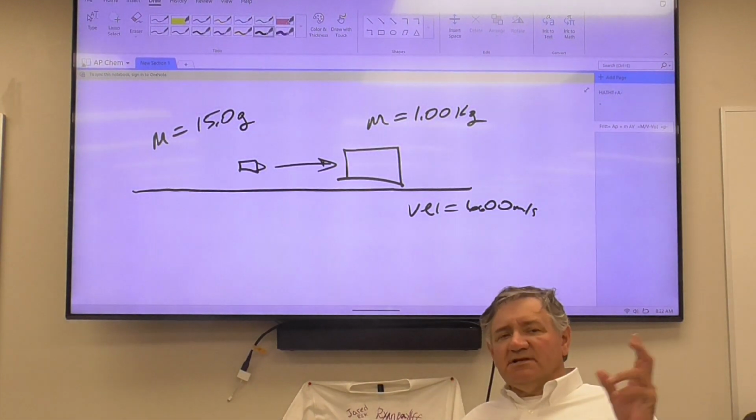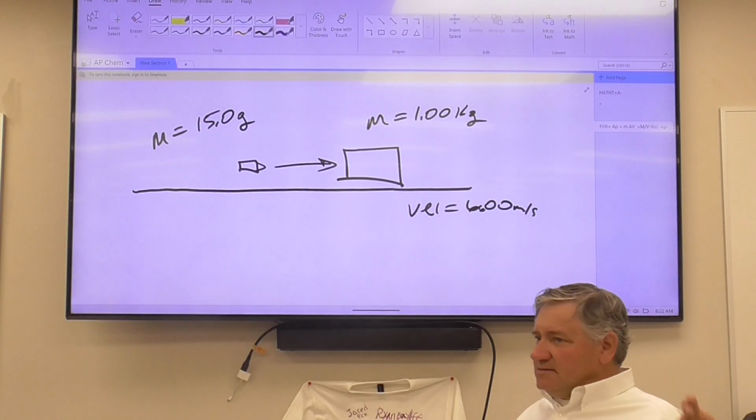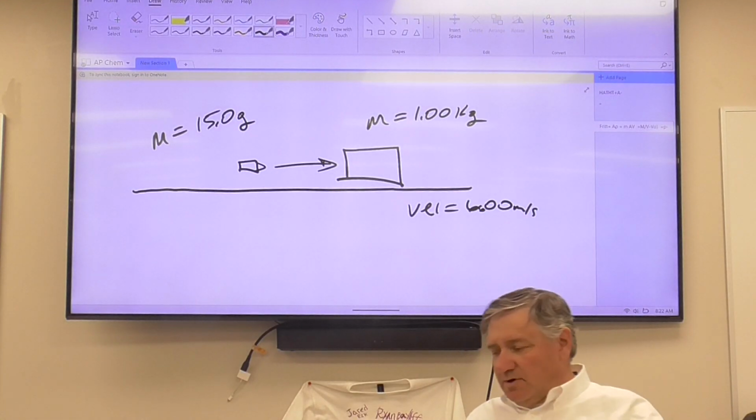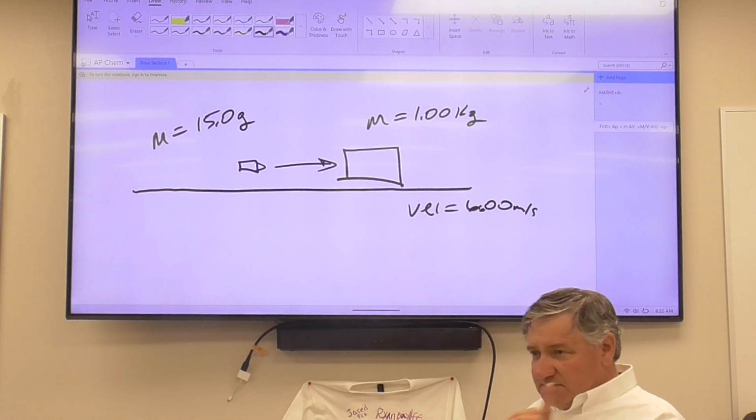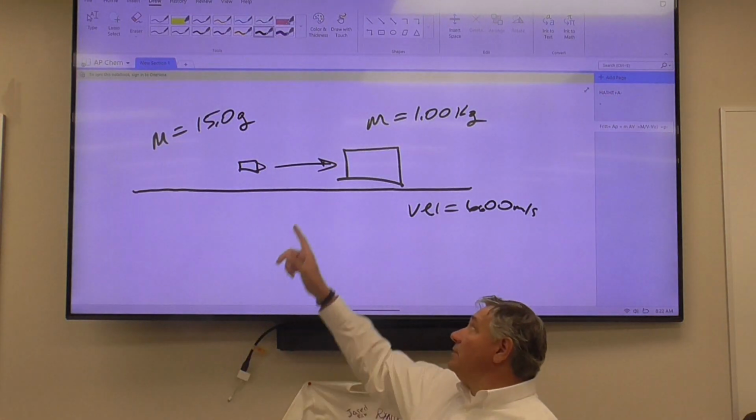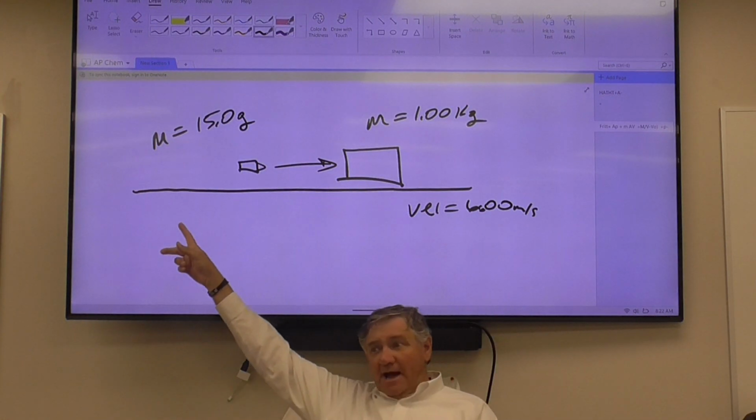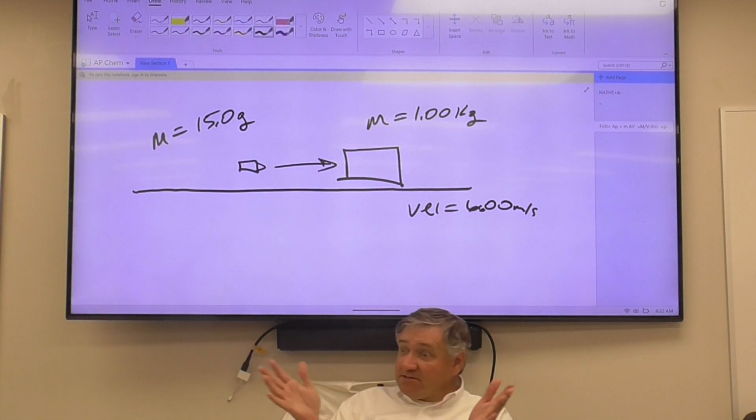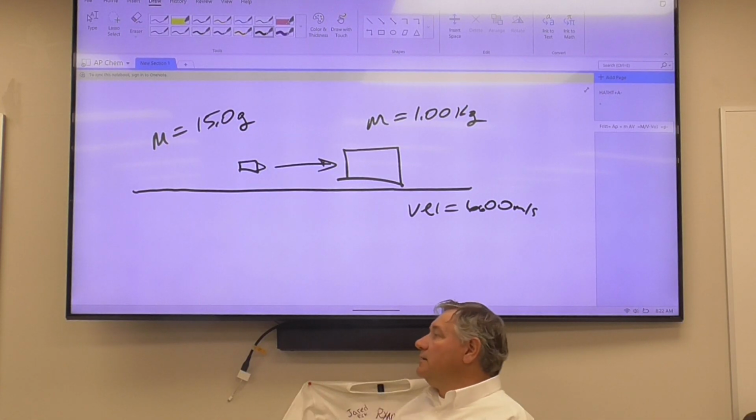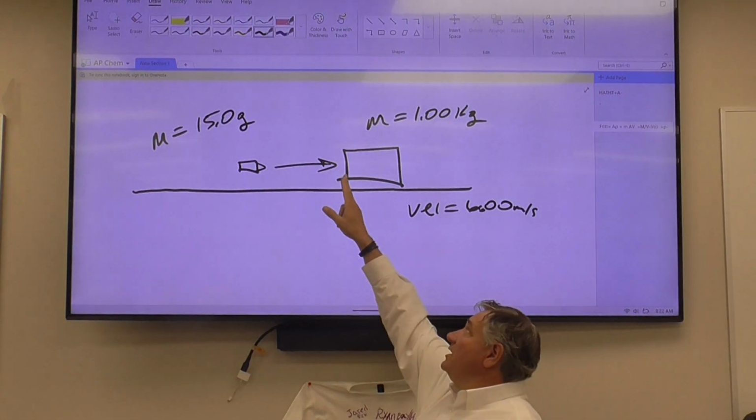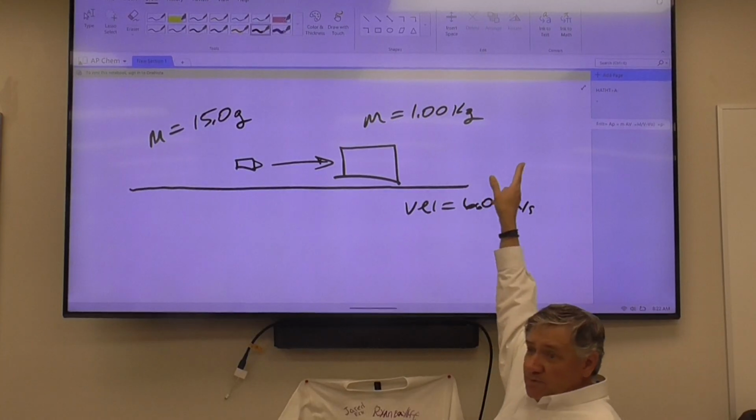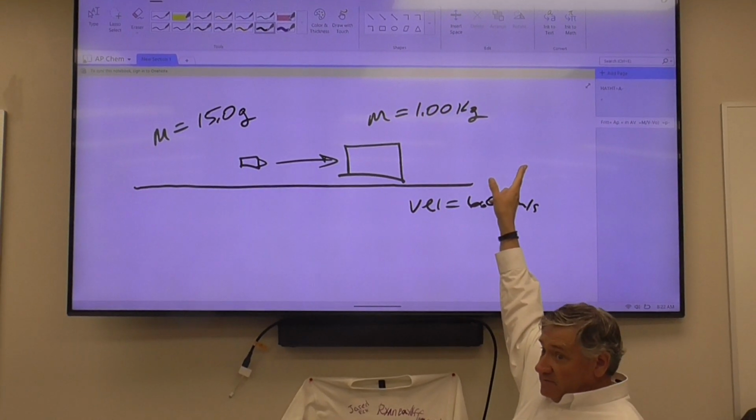When a bullet hits the block, there's three things that can happen, and that's what I tried to show you all back there. Situation number one, the bullet could hit and bounce back. That was like that bouncy polymer. Situation number two, it could just go all the way through the block and exit out the other side.